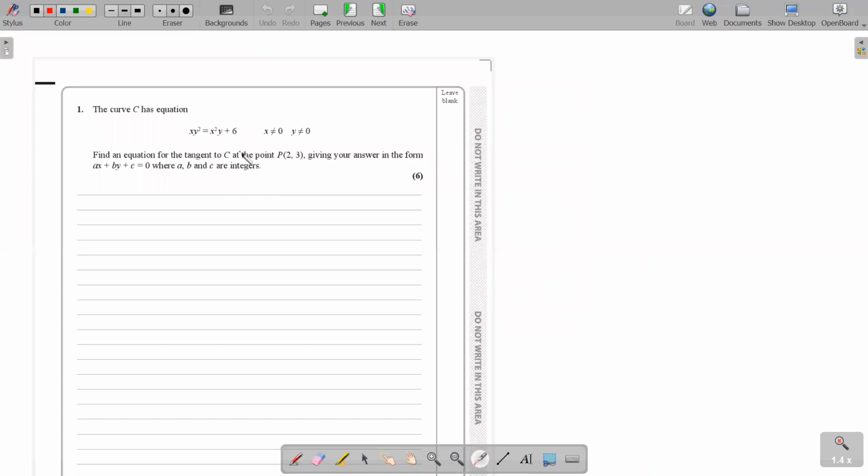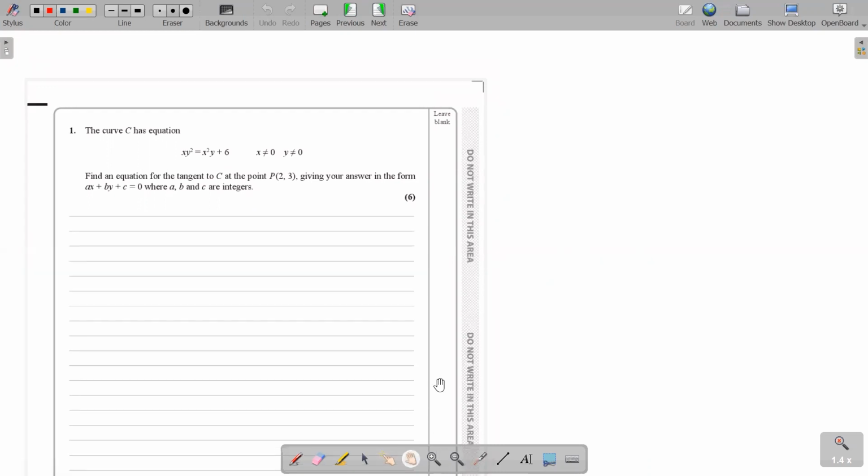Okay, so basically what do we need to do to find the equation for the tangent to a curve? We need to get the gradient of the tangent. How do I get the gradient of the tangent? We need to differentiate and find the value of dy by dx at the point (2, 3).